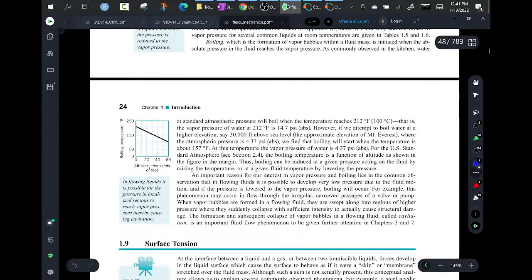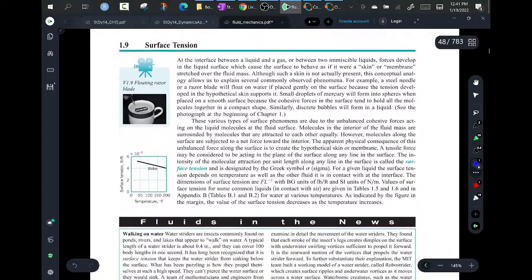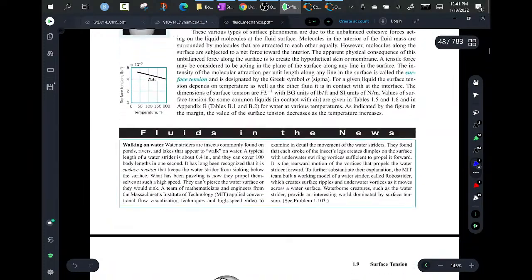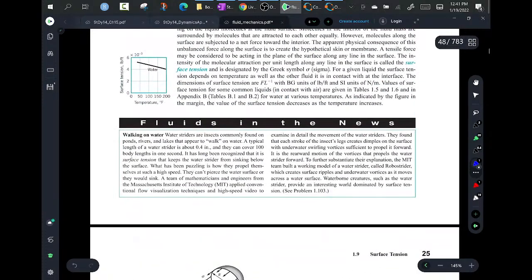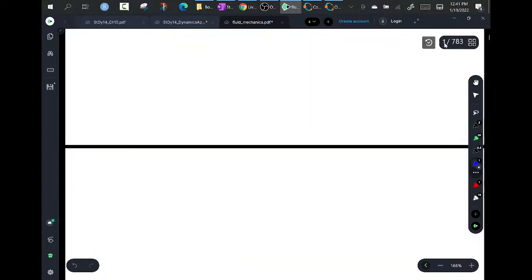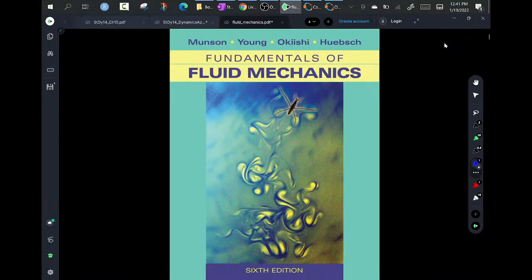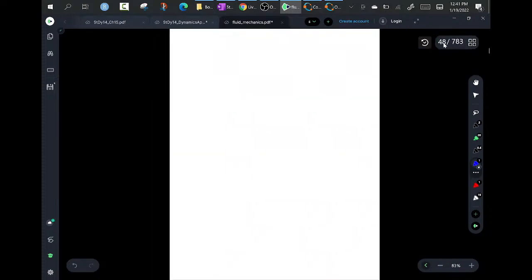So, surface tension is important if you're a bug, and you can see that on, let's see, I'm on page 25. I don't know how to jump. Oh, on page 48. Let's see, how do I do this? Let's do this. If you're a bug, there's what you're interested in. Surface tension keeps you floating along.